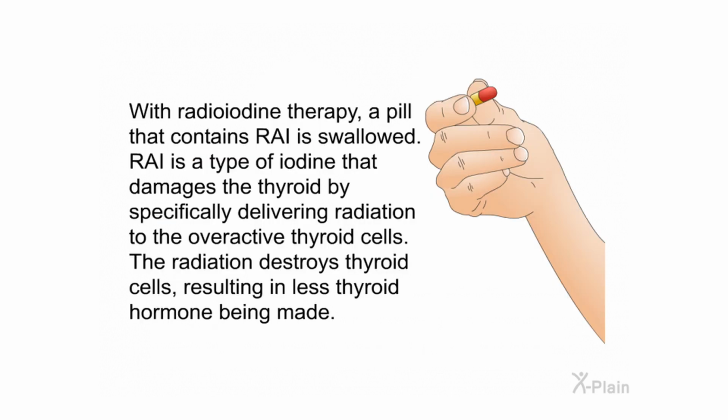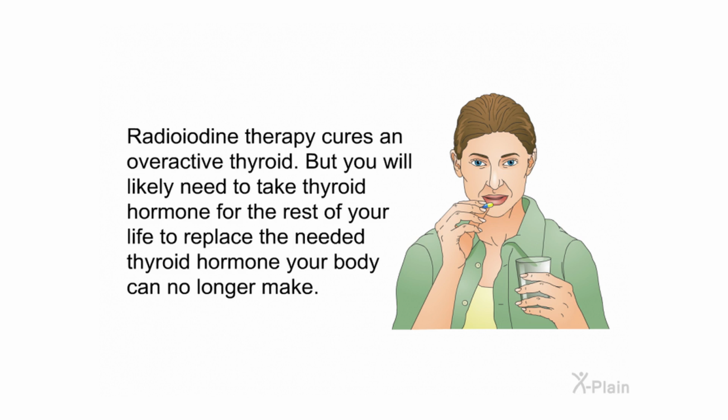With radioiodine therapy, a pill that contains RAI is swallowed. RAI is a type of iodine that damages the thyroid by specifically delivering radiation to the overactive thyroid cells. The radiation destroys thyroid cells, resulting in less thyroid hormone being made. Radioiodine therapy cures an overactive thyroid, but you will likely need to take thyroid hormone for the rest of your life to replace the needed thyroid hormone your body can no longer make.